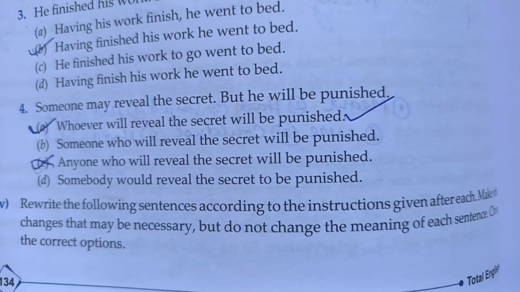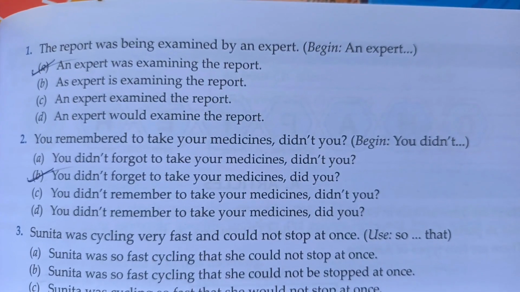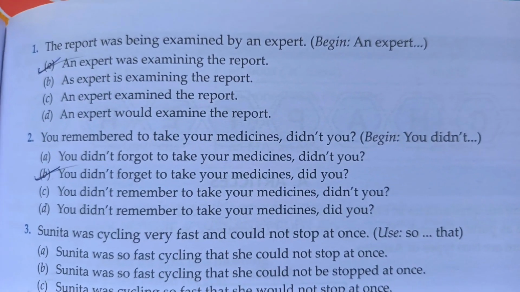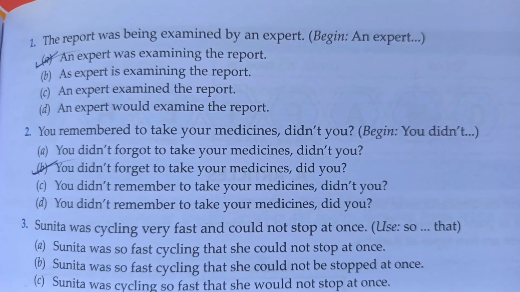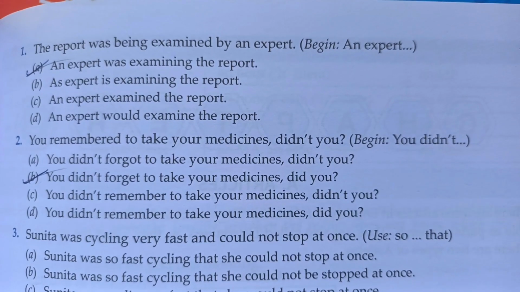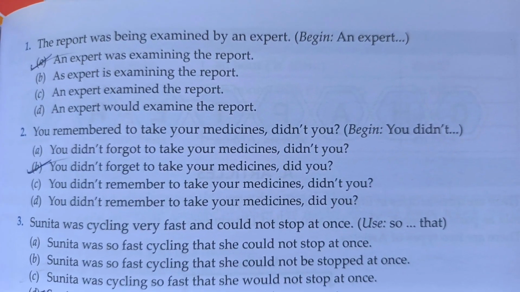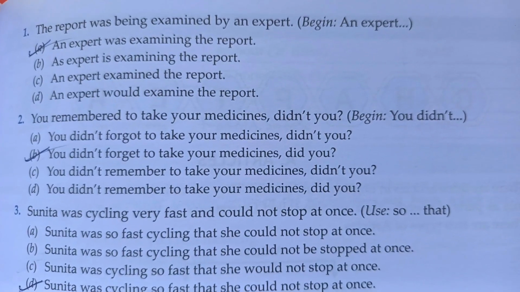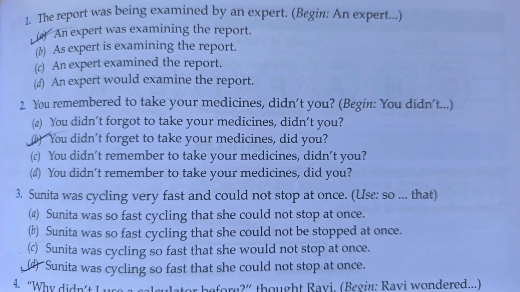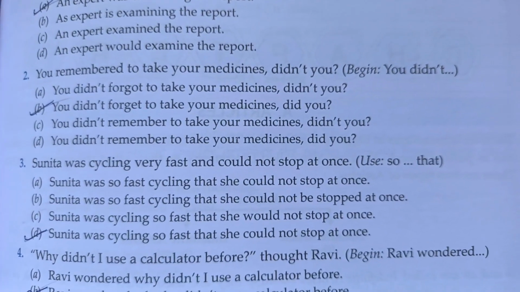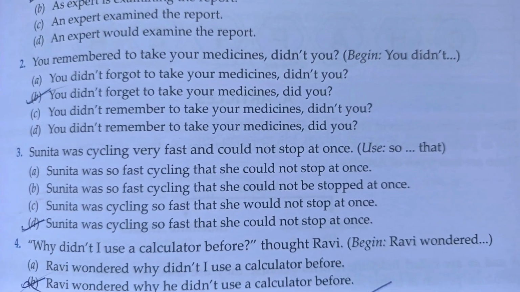Next, number 4. The report was being examined by an expert. So here it begins the sentence with an expert. So it is, an expert was examining the report. Second one, you remembered to take your medicines, didn't you? So here begin the sentence with you didn't. So option B is correct. You did not forget to take your medicines, did you?